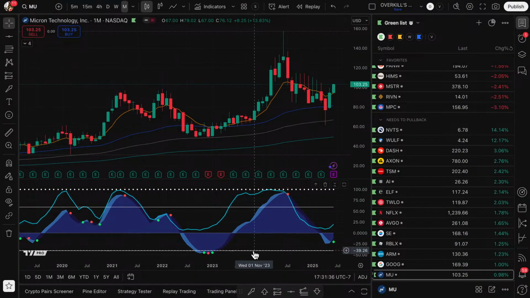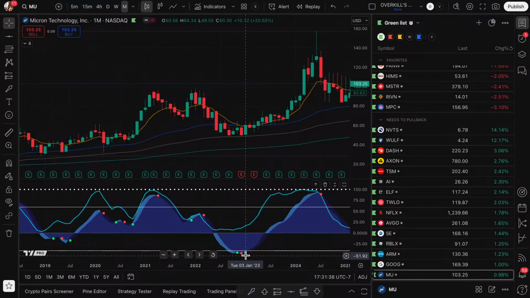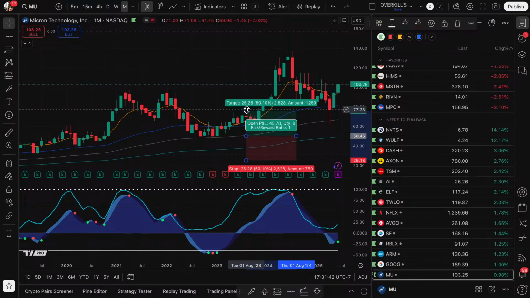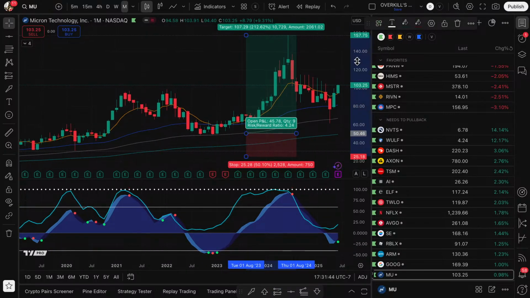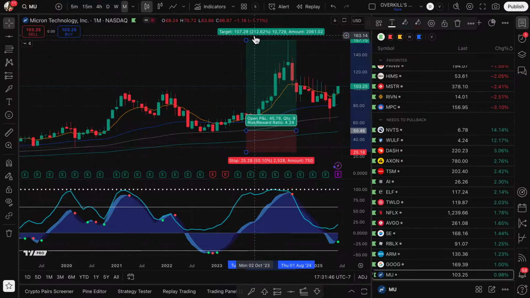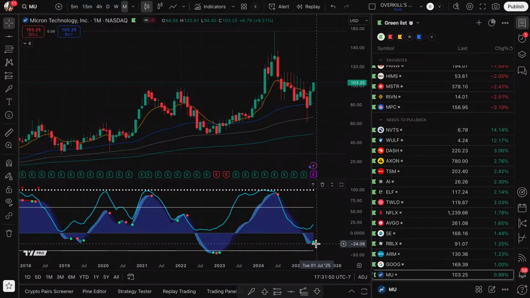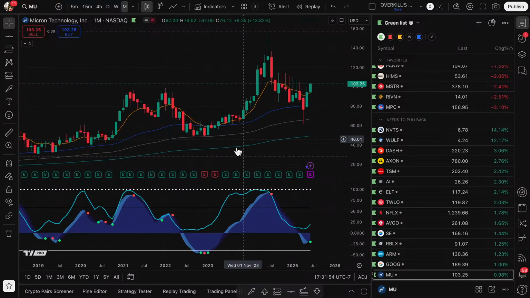So again, if you were buying MU back here in January when we got these monthly dots, that was at 50. It went all the way up there to 160. That was a 200% move, okay, if you held from here to here. So you're getting the same signal here right now as well on MU. So those are my two selling strategies.